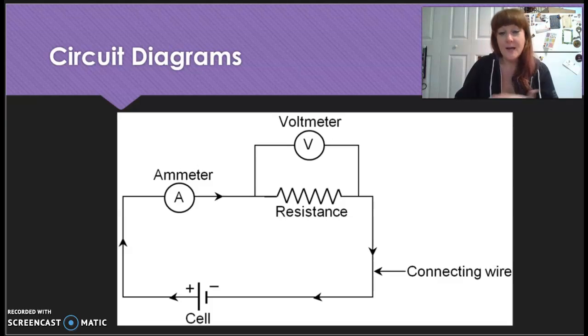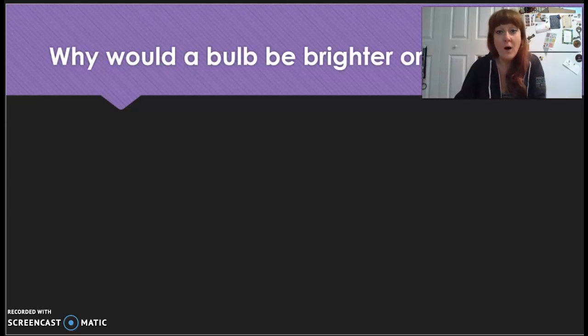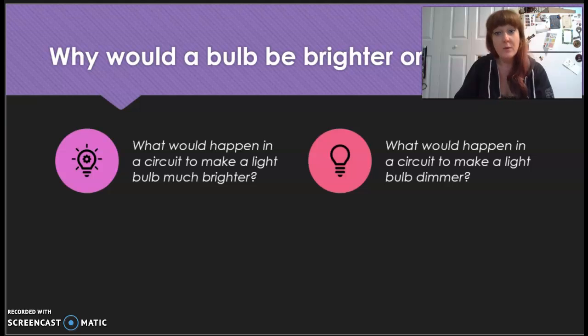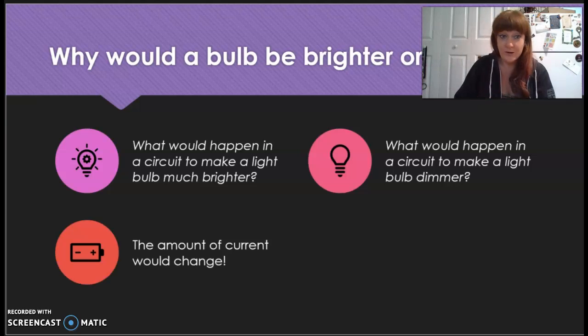All right, so back to that initial question. Why would a light bulb be brighter or dimmer now that we've learned about current, voltage, and resistance? So think about what would happen in a circuit to make the light bulb brighter and what would happen to make it dimmer. Hopefully you're thinking that the current would have to change. More current is going to mean more intensity for our light bulb in general.